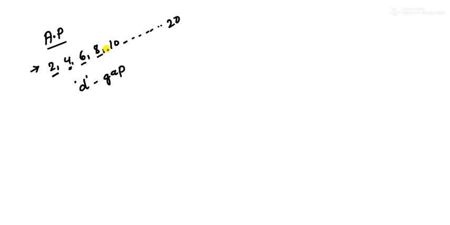Okay, so all these are in AP, because if you see the gap between these two, these two, these two and these two are always same. It is 2 here, so we call that as common difference. Okay, and now in general we call this as first term, second, third, fourth, fifth, and the term which is given at some point, we don't know which point is that, we call that as nth term. Okay, so nth term is, for example, here it is 20.